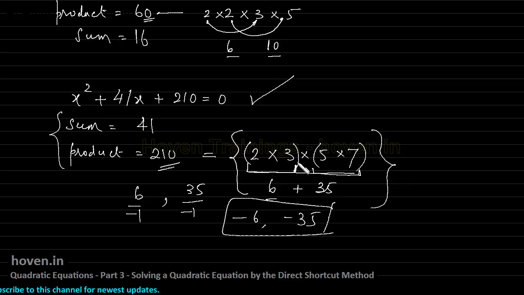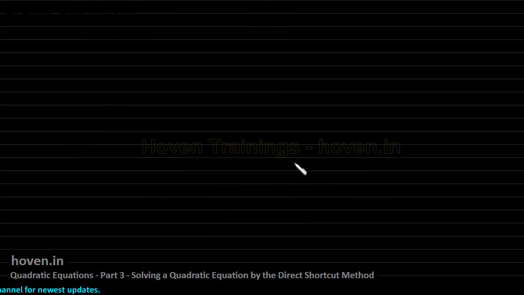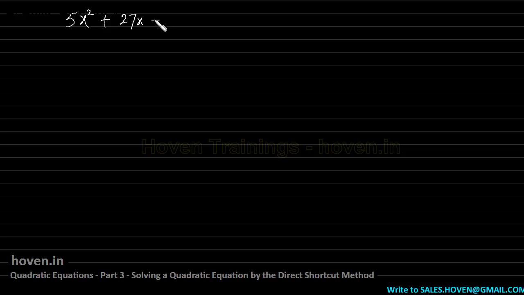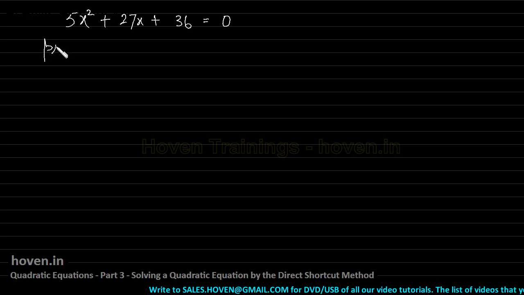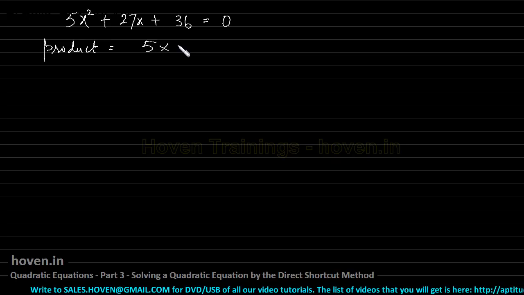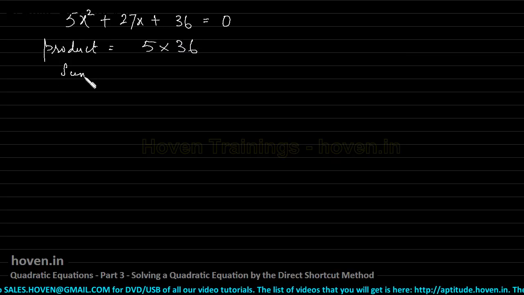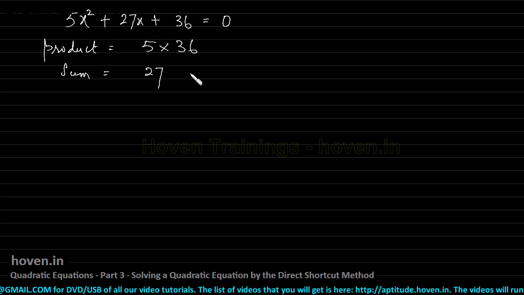So let us see whether you can solve my second question, another question on the same pattern. You have to do this: 5x square plus 27x plus 36 equal to 0. Try to solve it yourself, and if you have done, come back. We have to find two numbers whose product is 5 multiplied by 36 and whose sum is 27. Don't multiply it because we'll ultimately have to split it only.